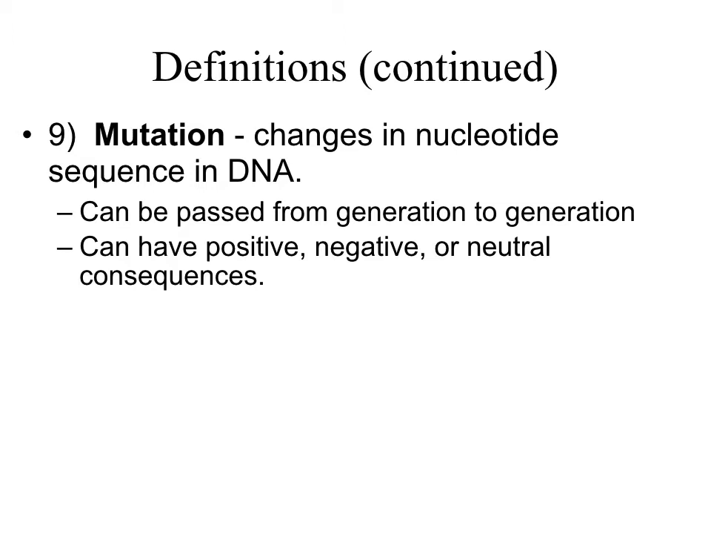The UV is so small that it can penetrate the cell membrane and penetrate the nuclear membrane and actually mutate, change the nucleotide sequences in the DNA of our chromosomes, and generally this has negative consequences. That's an example of mutation.